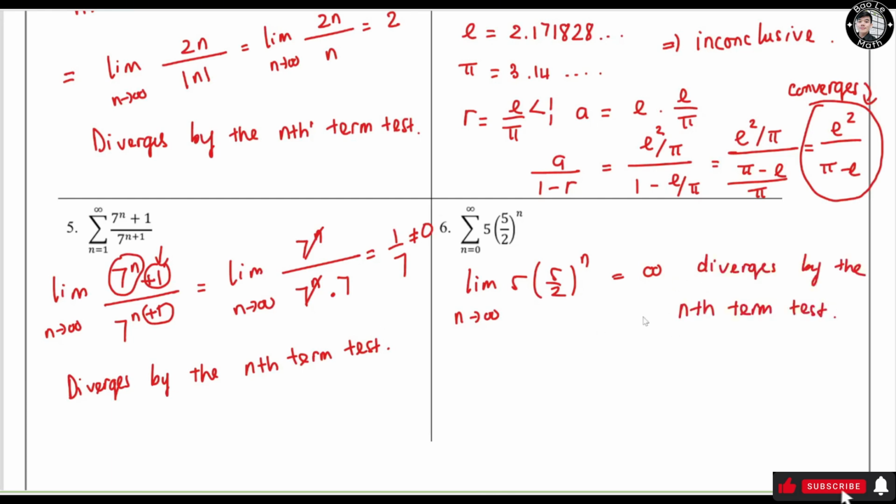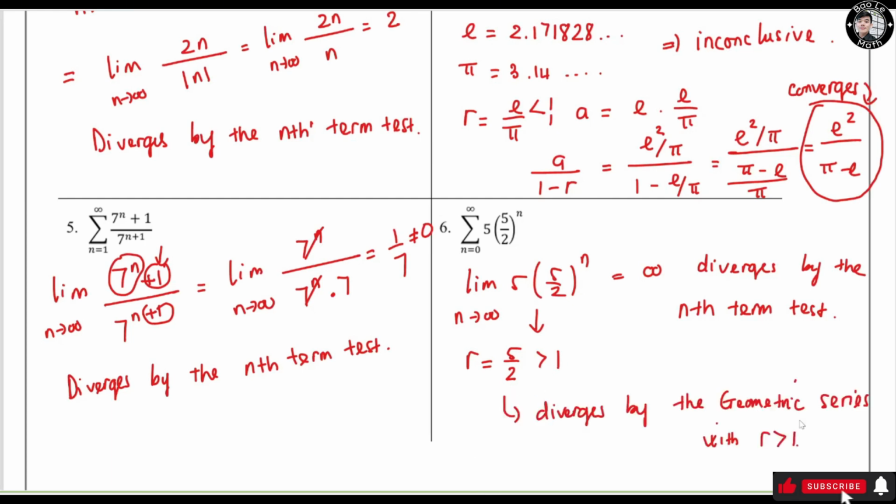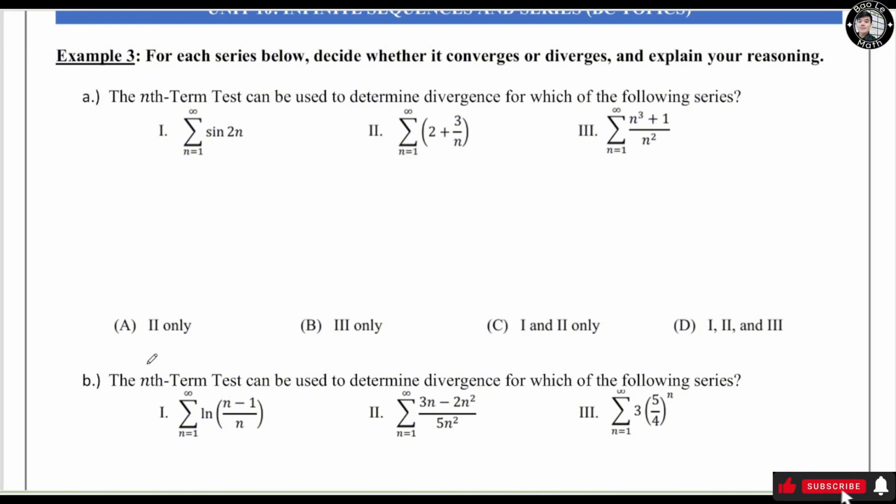Now we have a second way to do this one. Observe that this is actually a geometric series with the common ratio equal to 5 over 2. But 5 over 2 is greater than 1. So by the geometric series test, this series diverges, because the common ratio is greater than 1. Now let's take a look at example number 3.